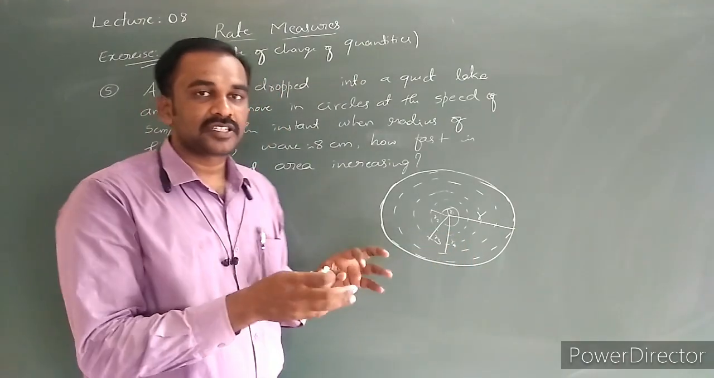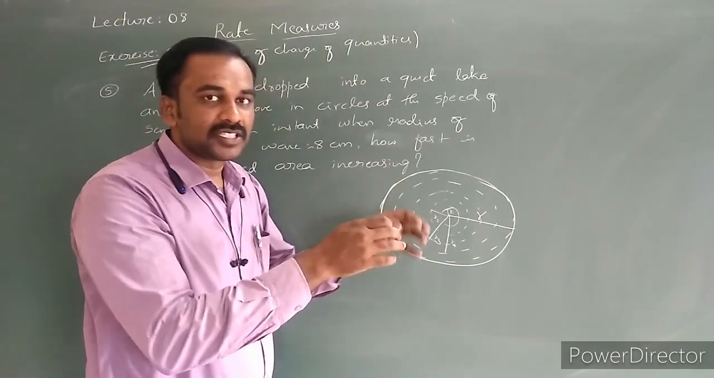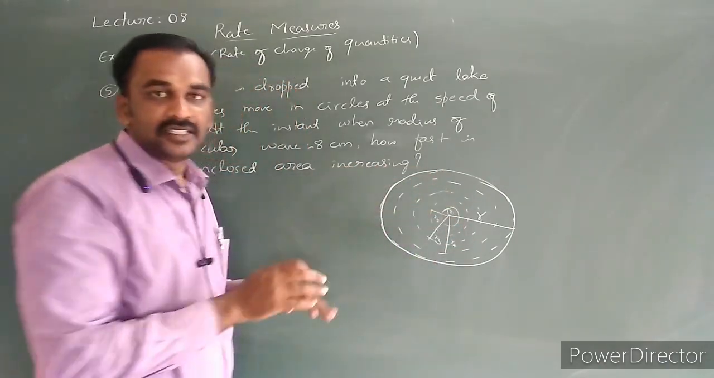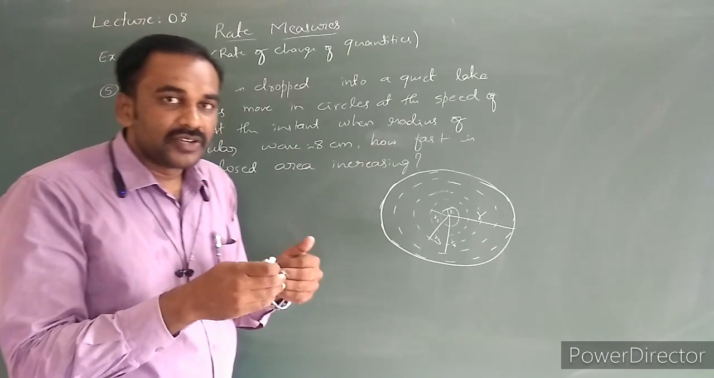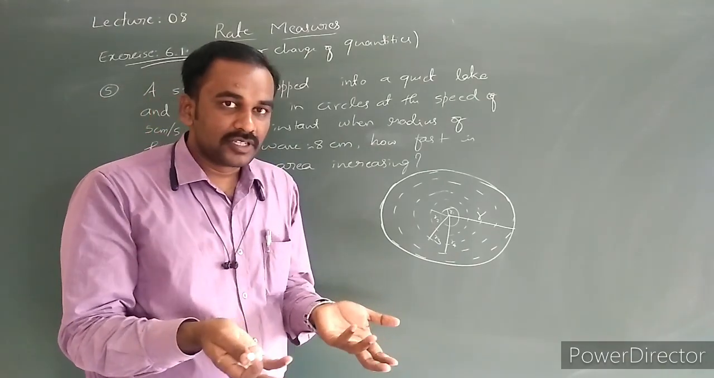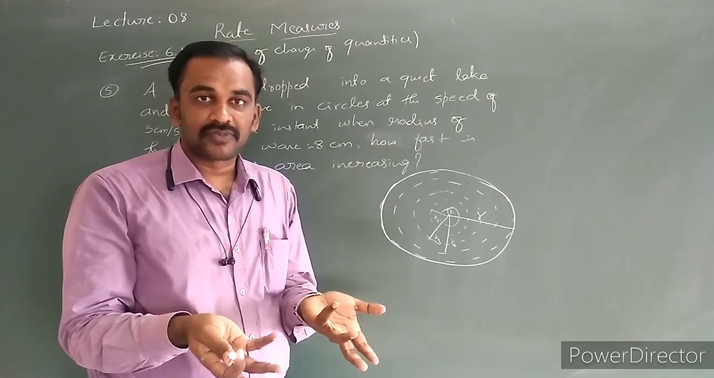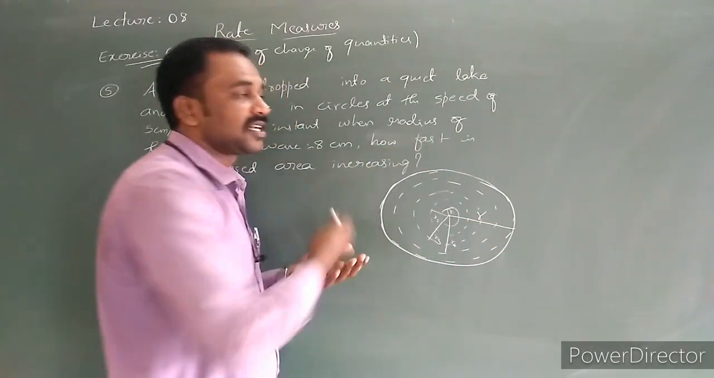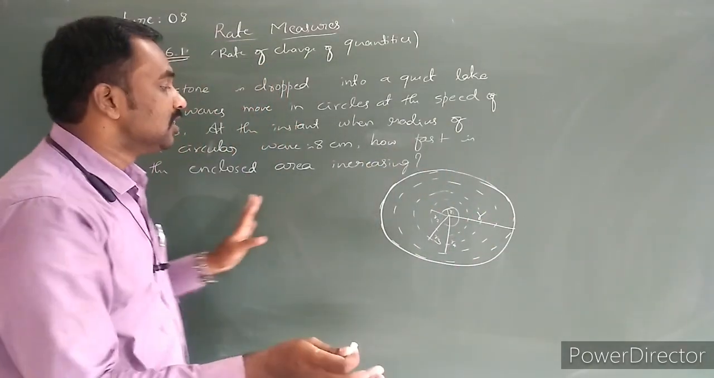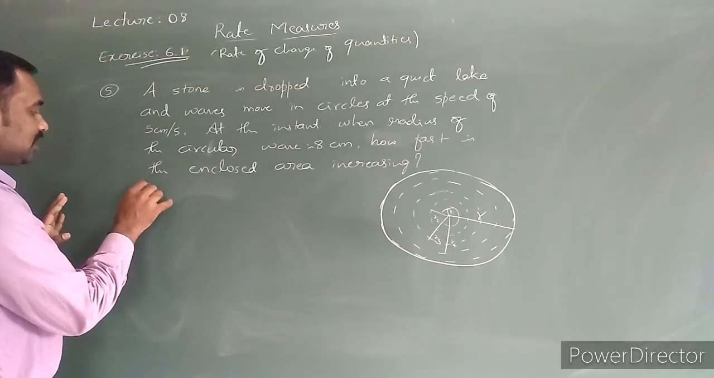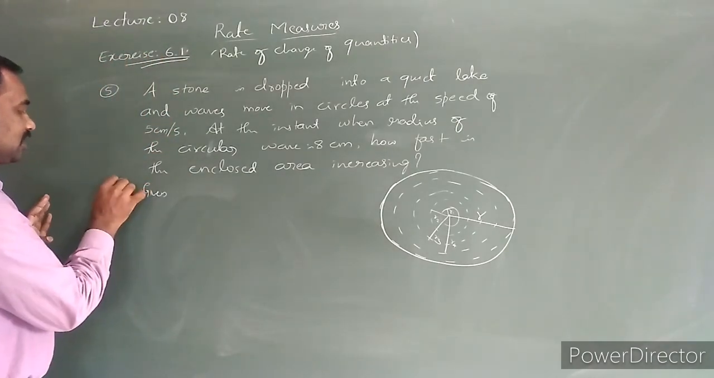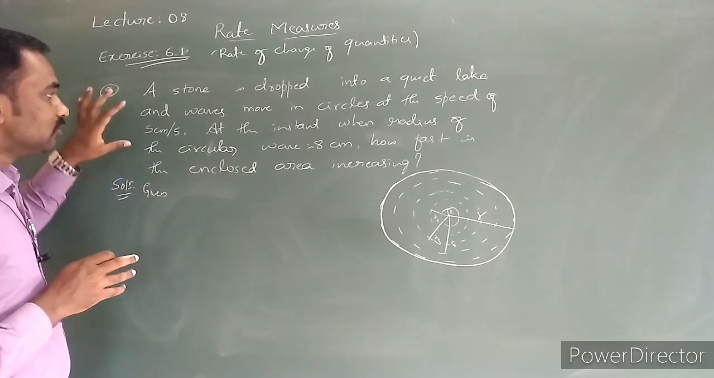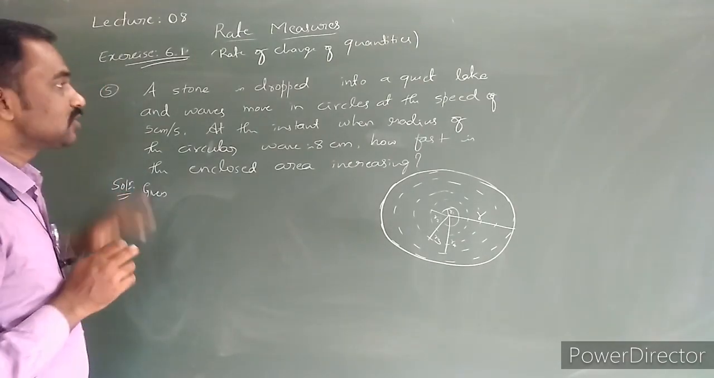As time passes, the radius of the circle is increasing: R1, R2, R3, R4, R5, like that. Whenever the radius is increasing, obviously the area of the circular waves is also increasing. The circular waves can be considered as a circle. Now, according to this, what is the key thing? It is a very clear problem. I think you are clear about this word problem.